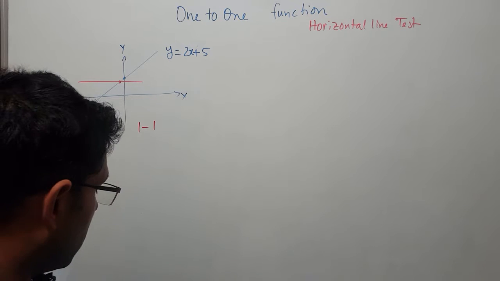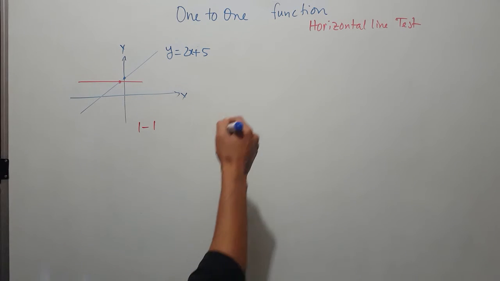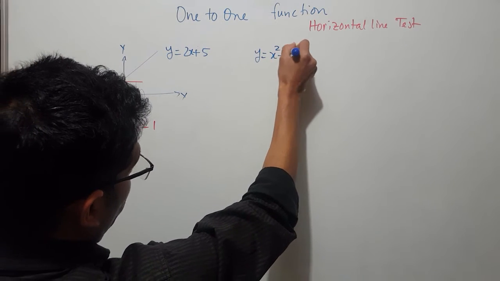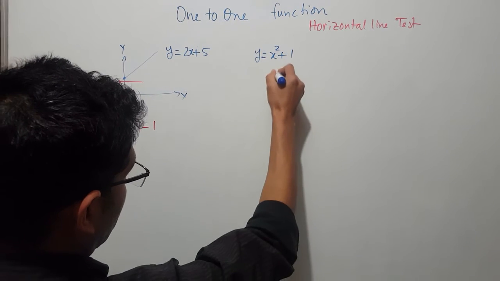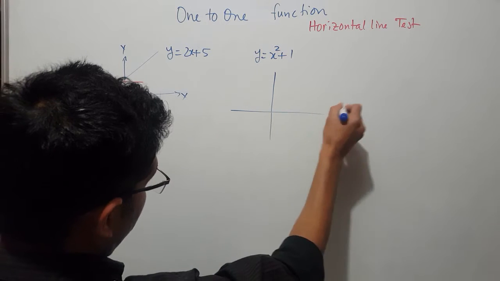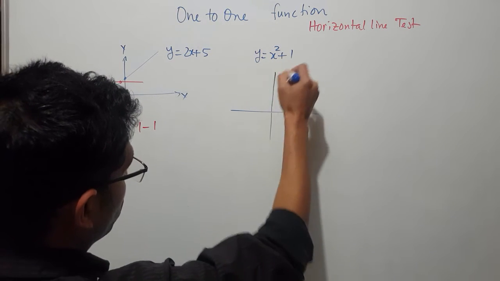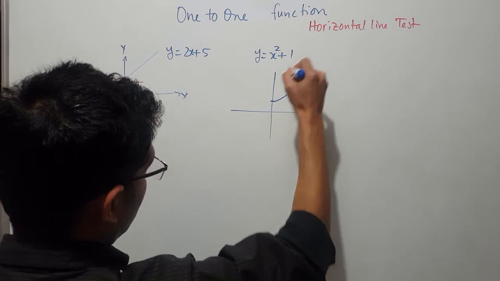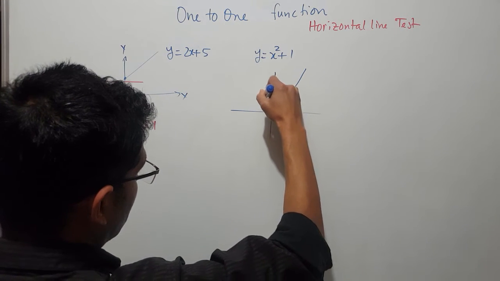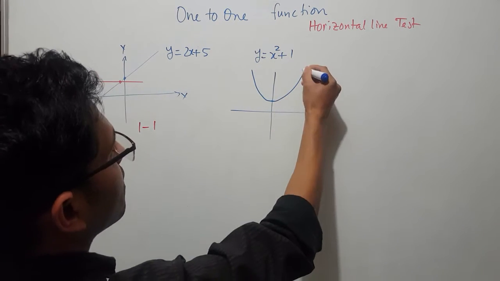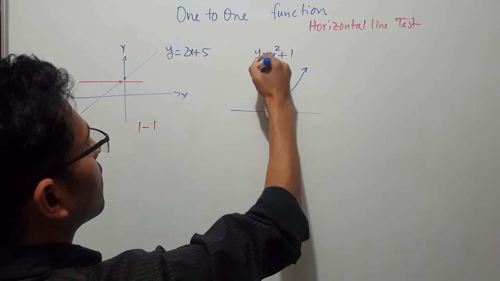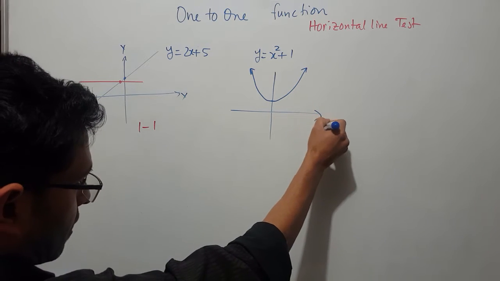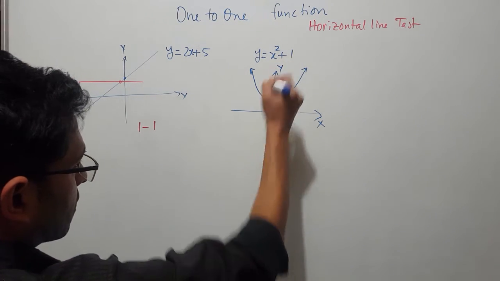Let's look at another example. For example, y equals x square plus 1. How does the graph look? If I make a graph, we are expecting that when x equals 0, y equals 1. So it starts from here and goes up on both sides like that. This is our y equals x square plus 1, and this is our x-axis and this is our y-axis.